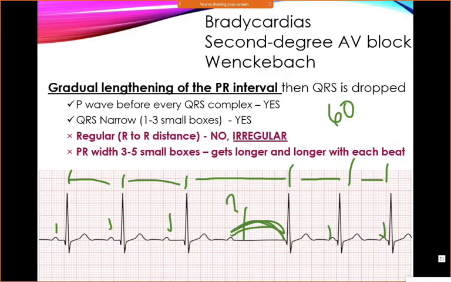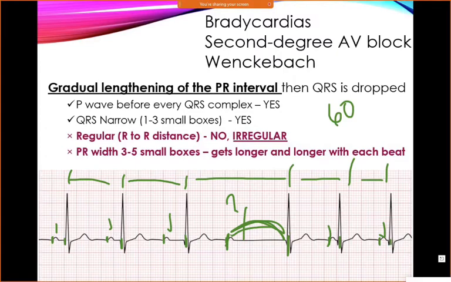When we look at the PR width, we find the problem. Here we have a P, and we start there. PR of about 5 boxes. Then here, a PR a little bit longer now, about 6 boxes. Here we've got a PR that's almost 2 large boxes. And now we have a PR that's really, really long. Then we go back to a normal PR.